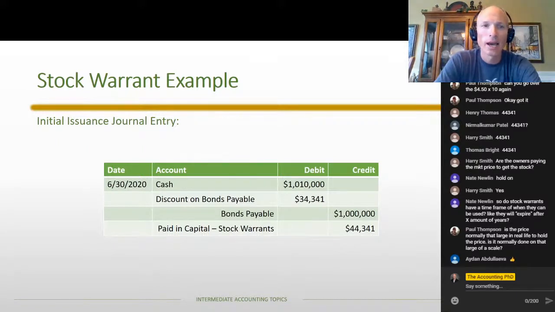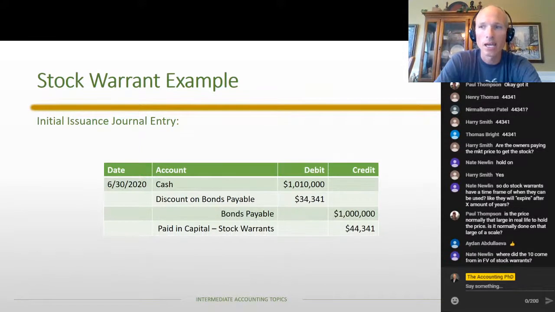I have not participated in these issuances on a regular basis. I will say though that stock option trading, which this stock warrant is a form of, is a huge market. People gain and lose millions of dollars daily trading on these things. So it is a huge market.